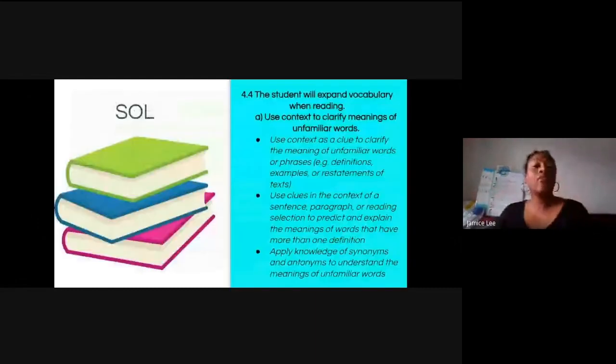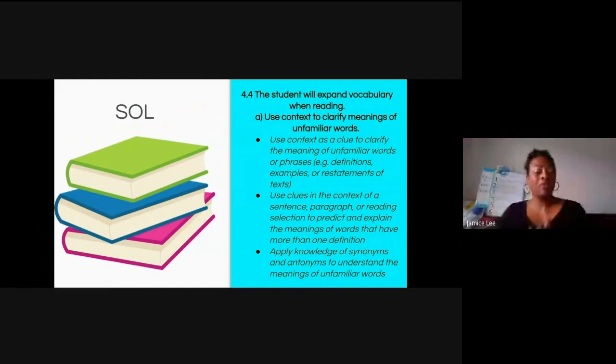Today we're going to be expanding our vocabulary when we read. We do that by using context clues within our text. If you want to sound scholarly when you write or when you speak, you've got to expand your vocabulary. Sometimes that's hard when you're reading. Sometimes you come across a word and you know how to pronounce it, but you're like, what does that word mean? So you use your context clues to help you figure that out.